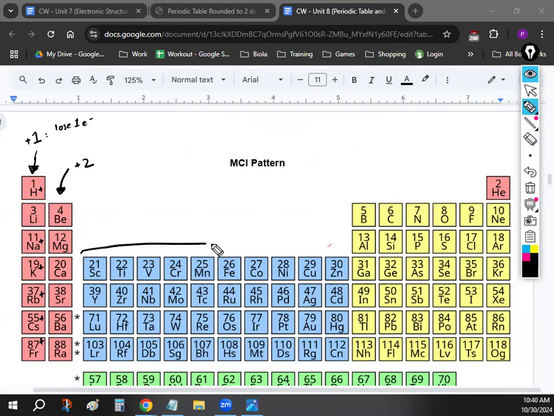Now, this middle area, the transition metals, these guys have no pattern. It's variable. Okay, and the reason why is because of the D subshell. The D subshell kind of screws things up. And so, for example, if we look at iron, iron can be +4, +3, +2, or +1. There's no real pattern, and you're not really expected to memorize what the most common ions are for these guys. Okay, so just keep that in mind. All right, so we come here. This right here, everybody here is going to be +3.